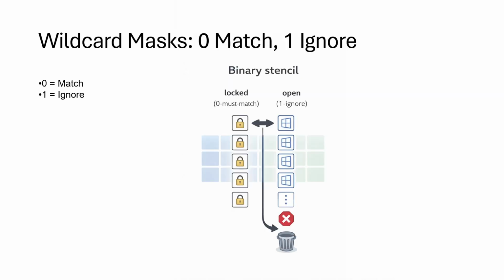So, wildcard masks. Wildcard masks are the part that makes people panic, so let's remove the mystery. A wildcard mask is used to match IP addresses, and it works like this. 0 means must match, and 1 means ignore. That's the entire concept. Not 0 means network, not 1 means host, no. 0 match, 1 ignore.